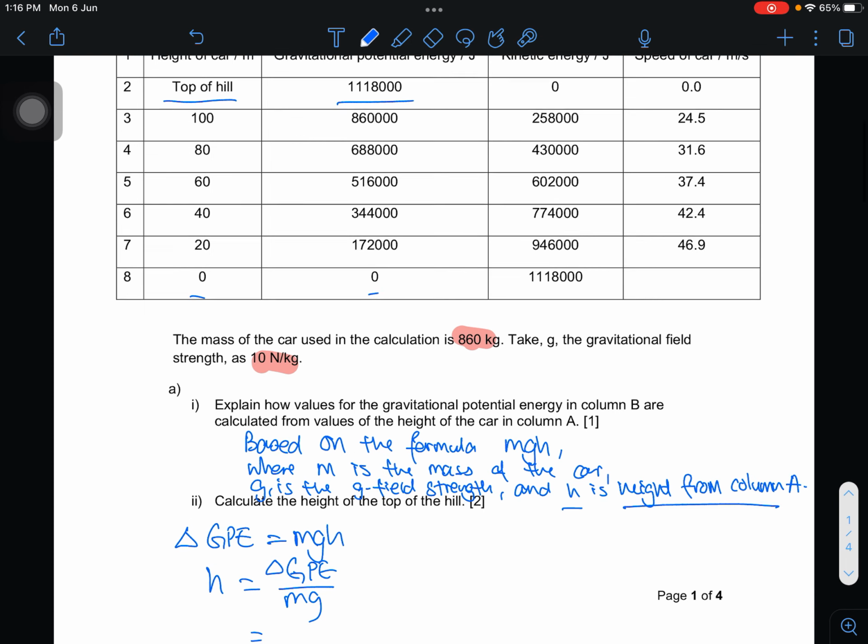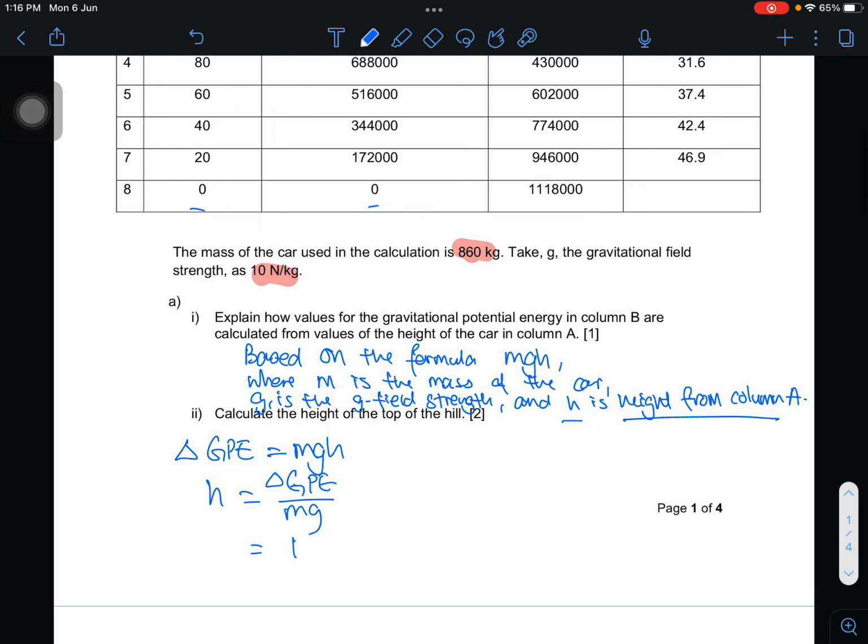So what is the change? 1118000. 1118000 over m, which is 860, multiplied by 10? Okay, wow. So it's 1118000 divided by 8600. So the height of the hill is 130 meters.